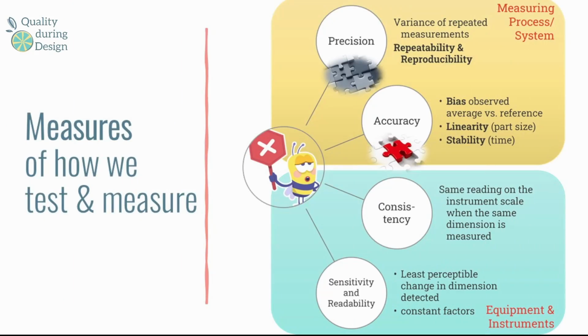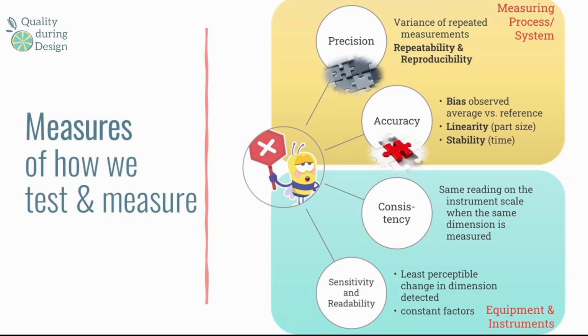So how do we assess the way that we test and measure? How do we figure out what uncertainty is being introduced by how we're testing and measuring? Well, there are several measures of how we test and measure. When considering the whole measuring process and system, we can evaluate it against its precision and accuracy. Precision has to do with repeatability and reproducibility. When we measure the same part with our measuring process and system, are we able to consistently get the same result?